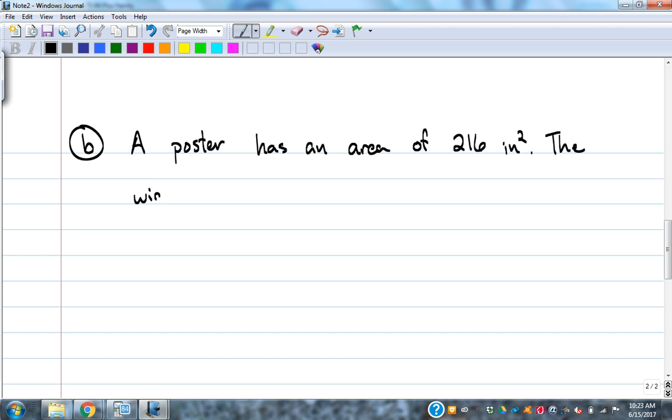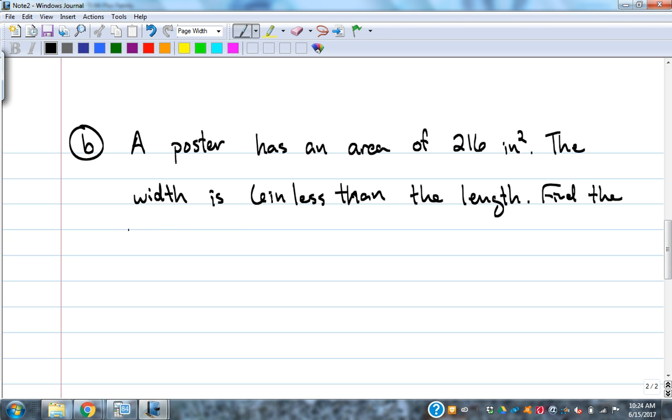The width is 6 inches less than the length. Find the width.